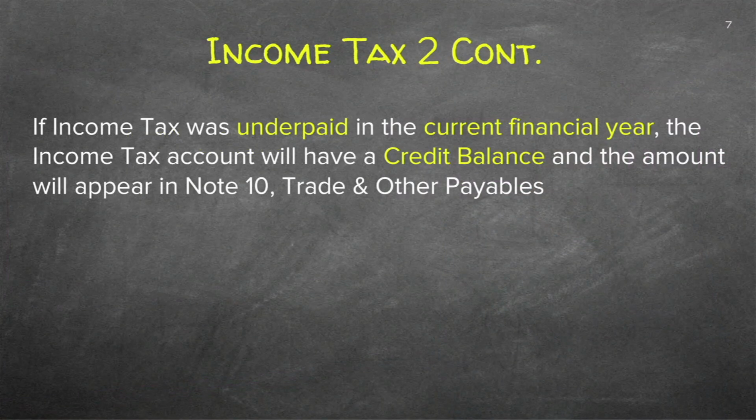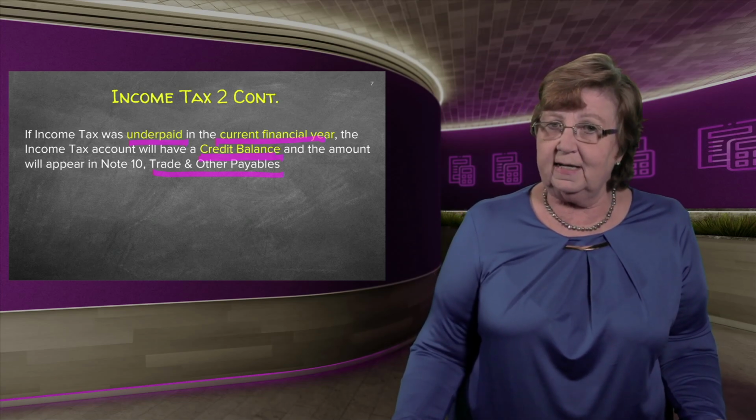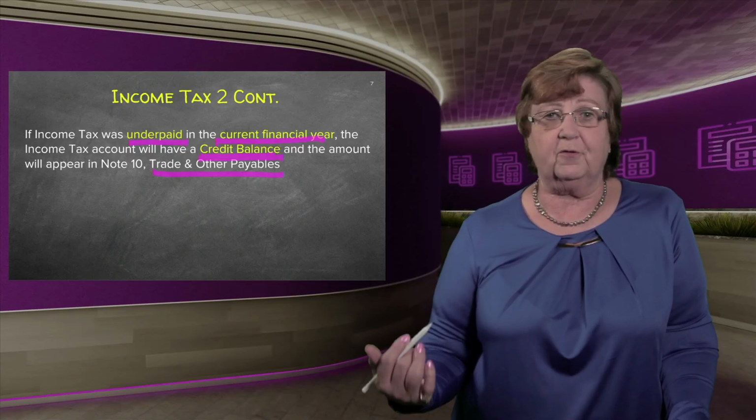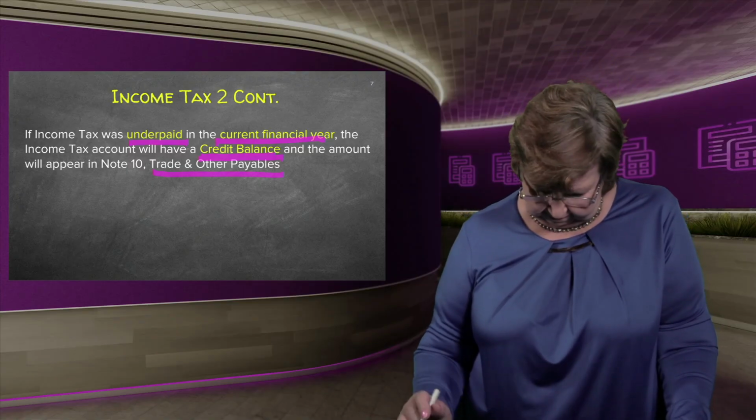If income tax was underpaid in the current financial year, the income tax account will have a credit balance, and the amount will appear in note number 10, trade and other payables. Have you picked up the difference? Last year we had both amounts owing to SARS in trade and other payables, and now we have trade and other receivables because we overpaid SARS in the previous year, and we've got SARS in trade and other payables because we've underpaid them this year.